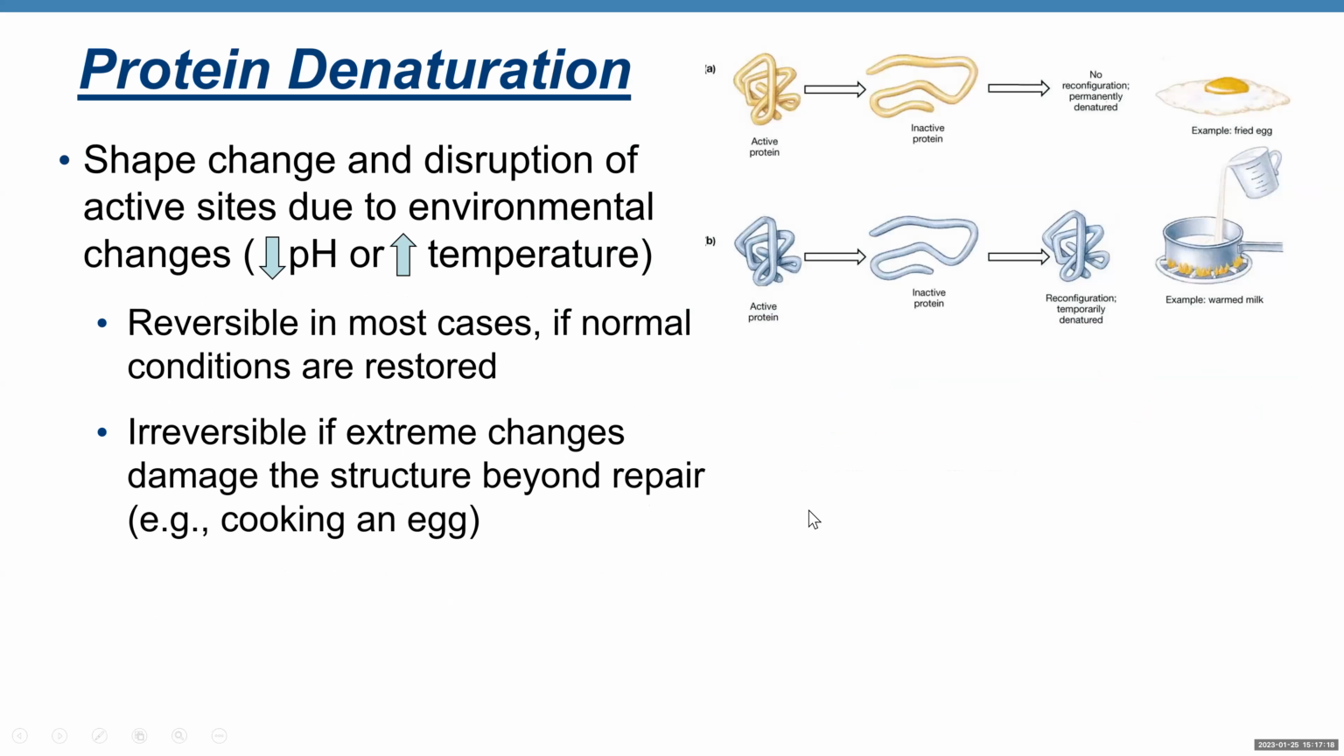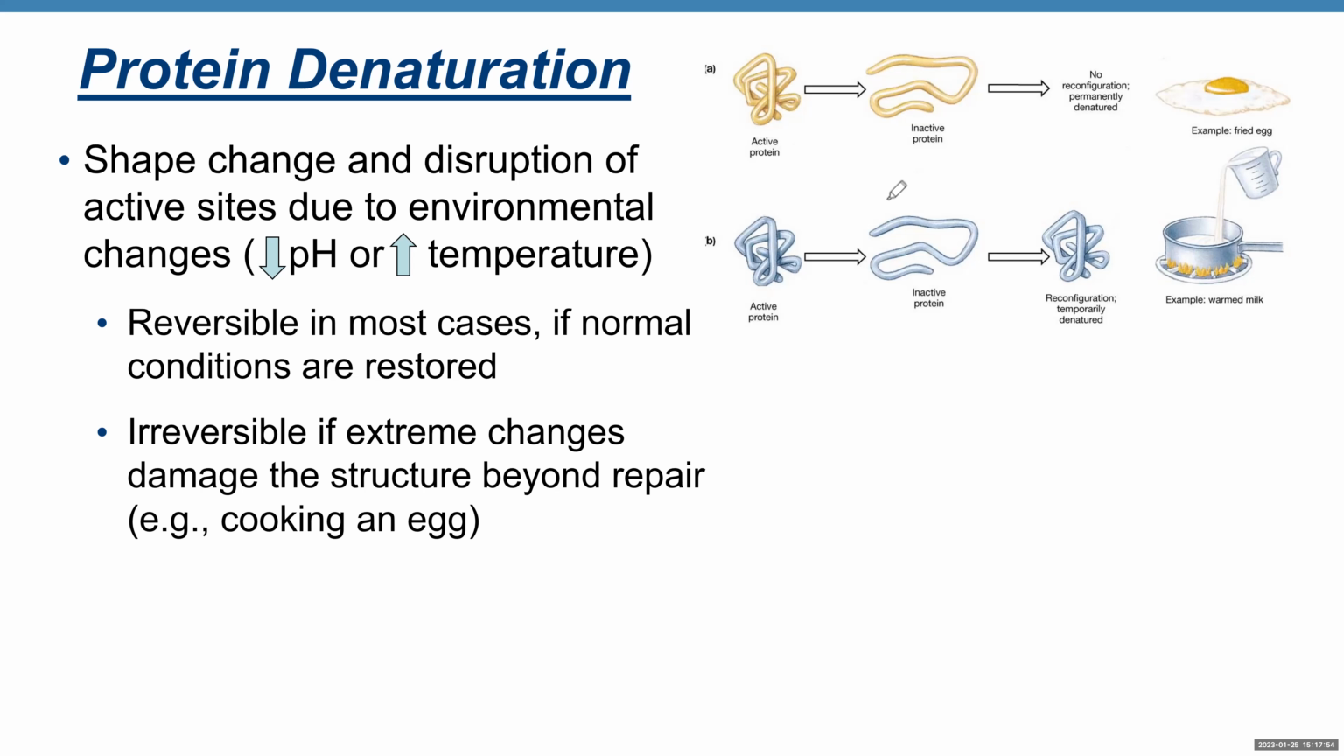Oops, I'm sorry. Now protein, just to make sure I didn't skip anything, protein denaturation. It's a shape change and disruption of active sites due to environmental changes. For example, change in pH when we increase acidity or increase in temperature. So when we change pH and temperature, proteins can lose their shape. And when they lose their shape, they cannot function anymore, right?